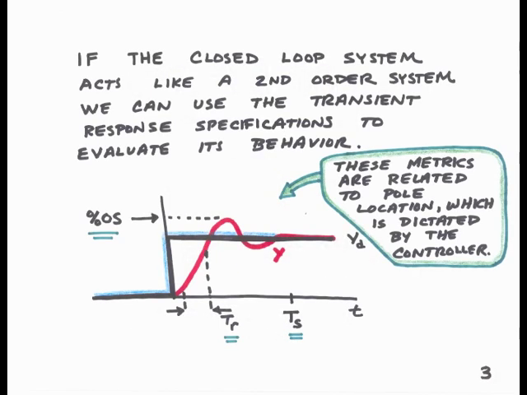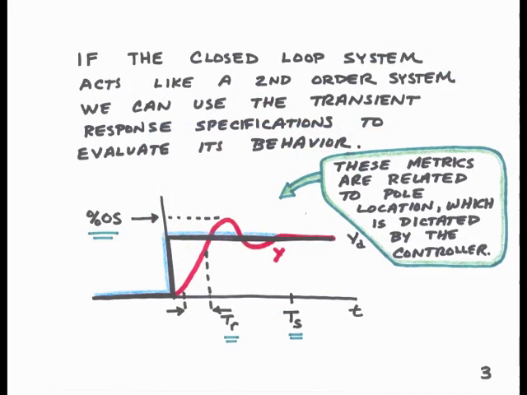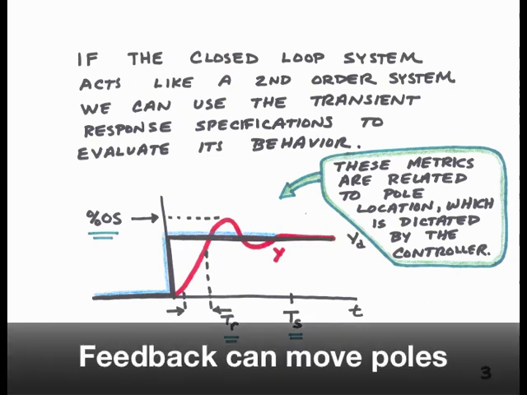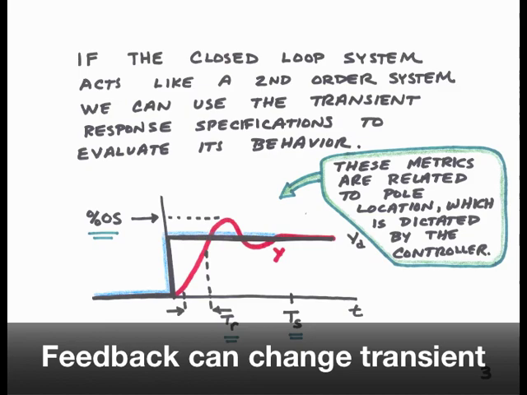That is, we can determine how well Y follows Y sub D during the response to a change in Y sub D that is a step input by using the specifications that we just studied, including percent overshoot, rise time, and settling time. Since feedback control can be used to move the poles in the complex plane, feedback control can allow us to tune these metrics of performance.